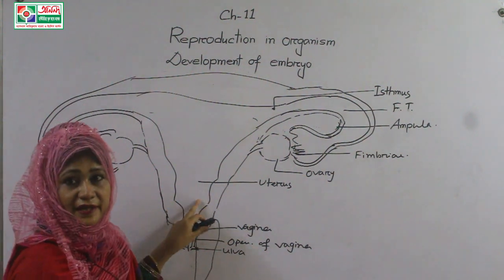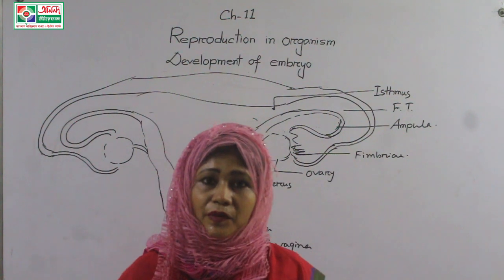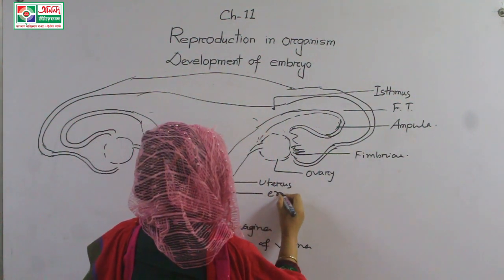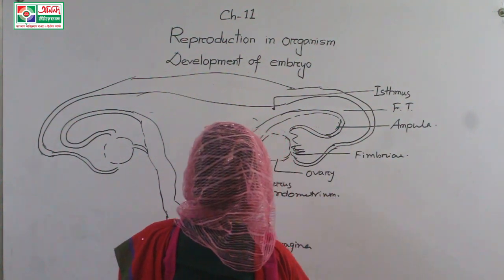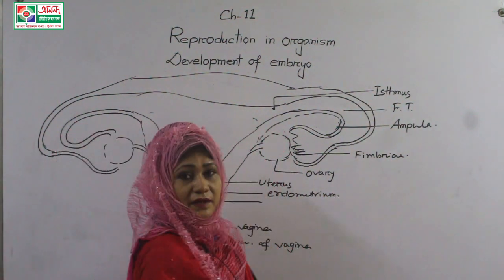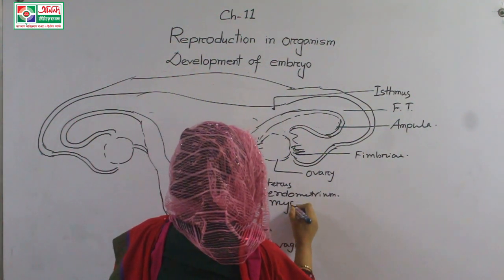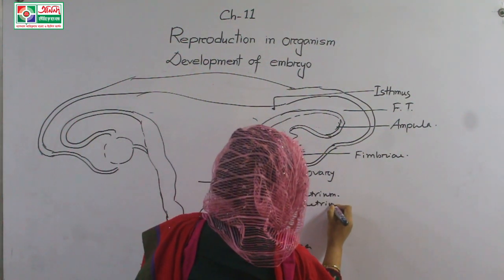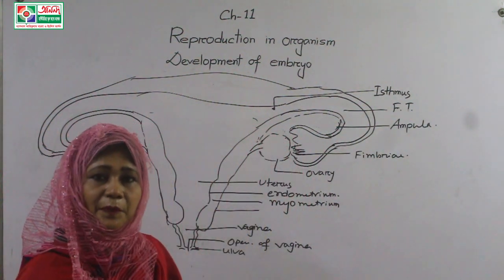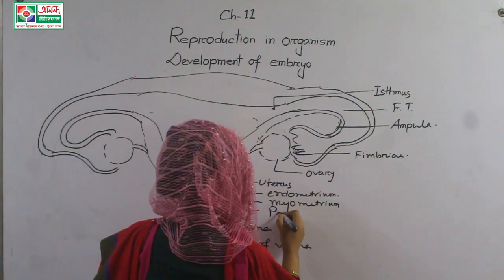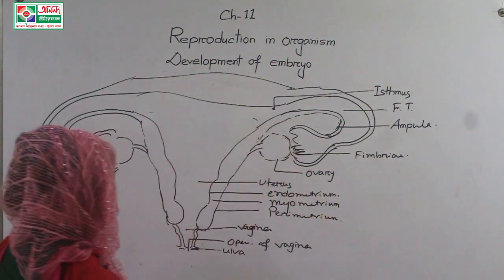And there are 3 layers. The inner one is known as the endometrium. And the middle one is known as the myometrium. And the outer one is known as the perimetrium. These are the 3 layers.